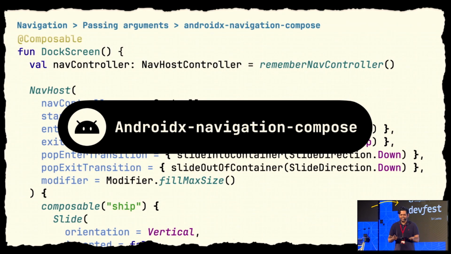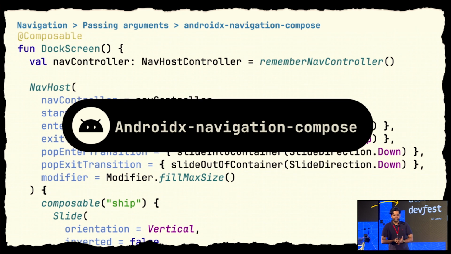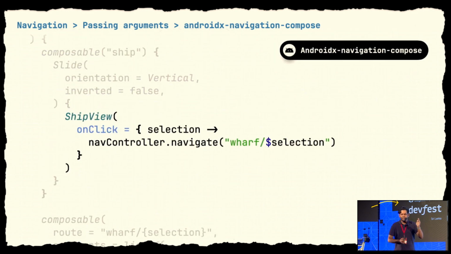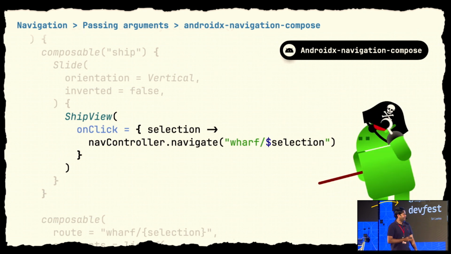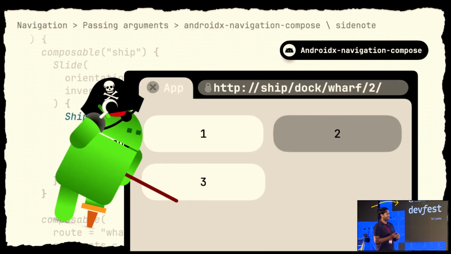Let's see how AndroidX Navigation Compose solves this problem. Here, in order to navigate to a certain detail screen, you have to format your URL like that. Now, that looks pretty suspicious, if you ask me. That looks very similar to how web solutions tend to do navigation. Like, I know where this is coming from.